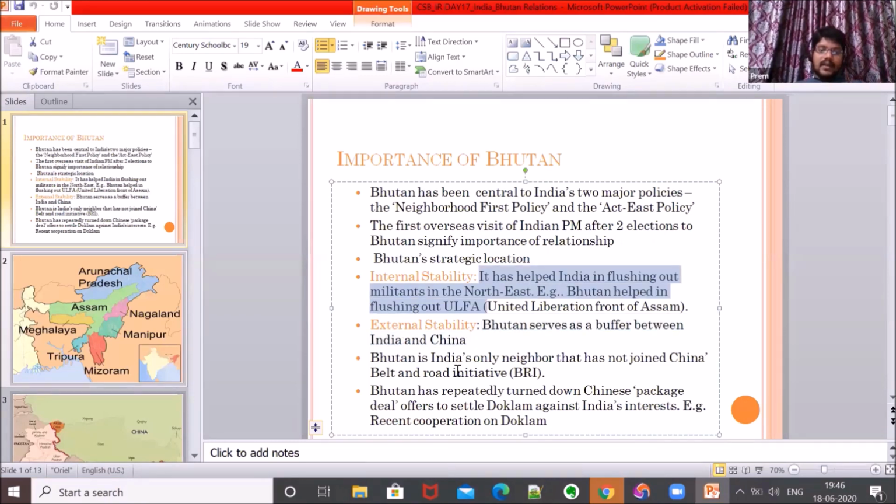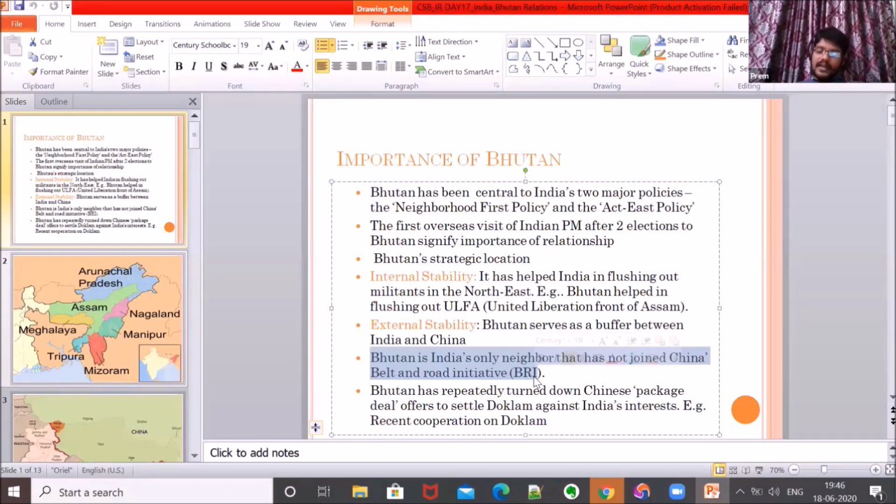And next, because India has such good relations with Bhutan, in the entire South Asia, like if you see Pakistan, Afghanistan, India, Bangladesh and Nepal, it is only Bhutan that did not join the Belt and Road Initiative of China.